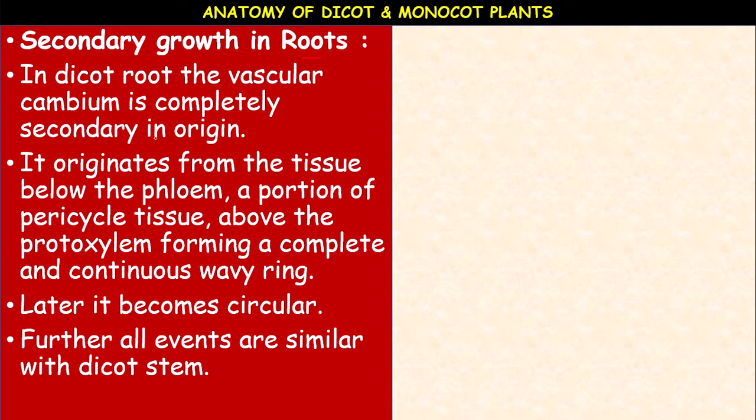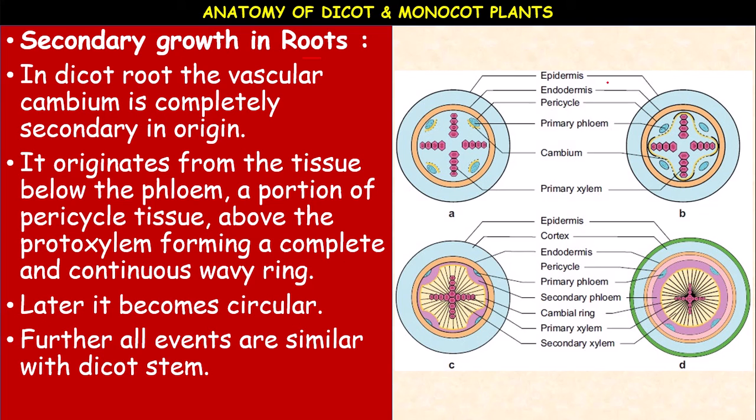Okay. There are two types of vascular cambial cells. What are those two types? Fusiform initials and ray initials. These fusiform initials give rise to xylem and phloem, but ray initials give rise to medullary rays in the secondary tissue.